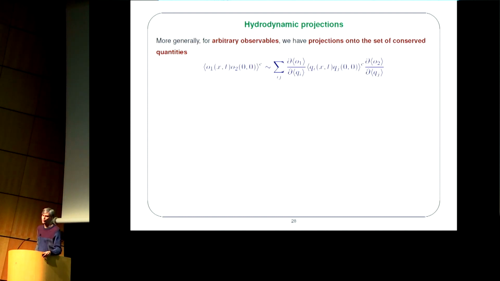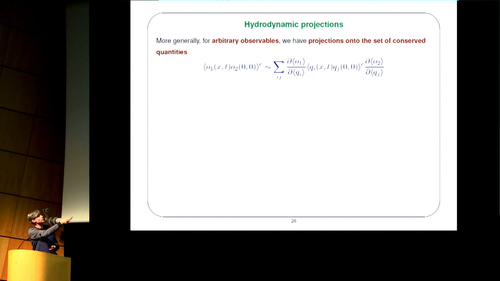So you can go a bit further and consider two-point functions of arbitrary local observables, not even conserved densities. And the principle here is the one of a hydro projection. Essentially, if you have a local observable at some point x, t, you see what it does on the fluid. Well, it changes the fluid a bit, but because of the relaxation, it can only change the conserved densities. So essentially, you project it on conserved densities.